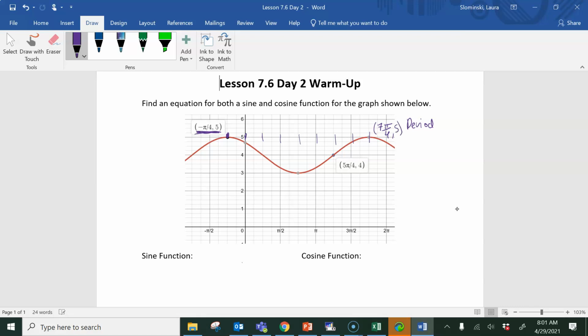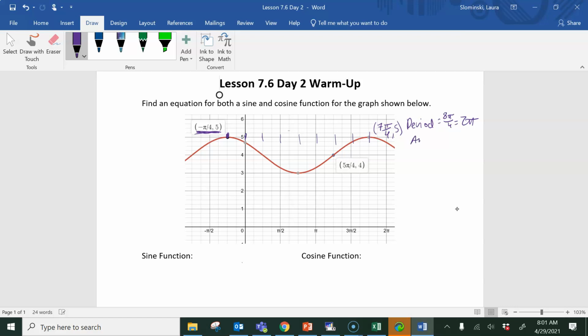So from this high point to this high point, I went a negative pi over 4 plus a 7 pi over 4. That's 8 pi over 4. Sorry, I shouldn't say that. That's 7 pi over 4 plus another pi over 4. So that's 8 pi over 4, which is the same as 2 pi. So my period is in fact 2 pi, which means that I don't have to do anything for B. That's why I practiced that below.